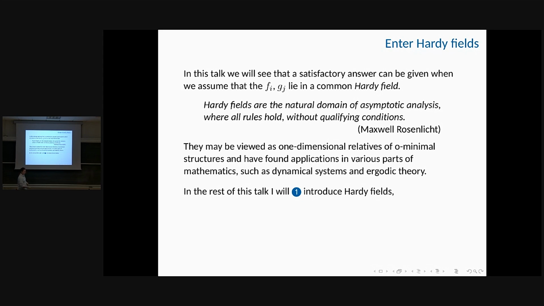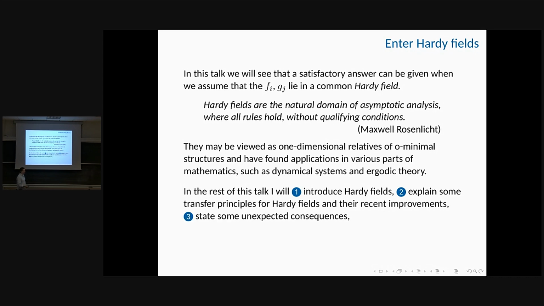So my plan is to first explain what a Hardy field is, and then explain some transfer principles. So this is the logic part, which has to do with Hardy fields, and some of the recent improvements that we have, which look a little bit innocuous, but in fact are very powerful. So I will state some rather unexpected consequences of these improvements, and then in the end I'll also pose a few questions.